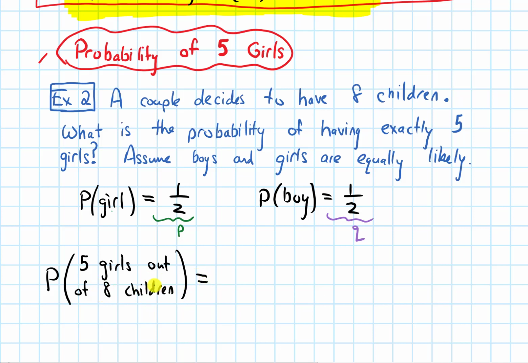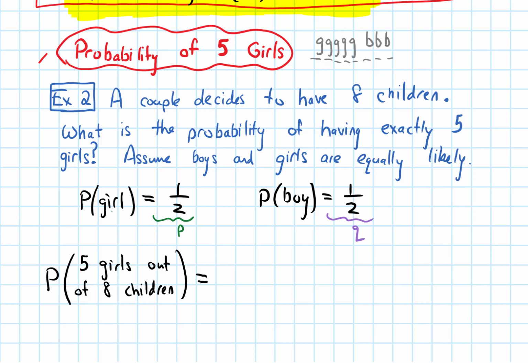To do this, if I use the idea from our previous video, I know that I'm going to need to have 5 girls. If I think about having 5 girls, I could just write the letter G 5 times, and that would mean I need to have 3 boys. So write B 3 times. Imagine we have 1, 2, 3, 4, 5, 6, 7, 8 slots, and we have to fill 5 of those with a G. And then the remaining are going to get filled with a B.